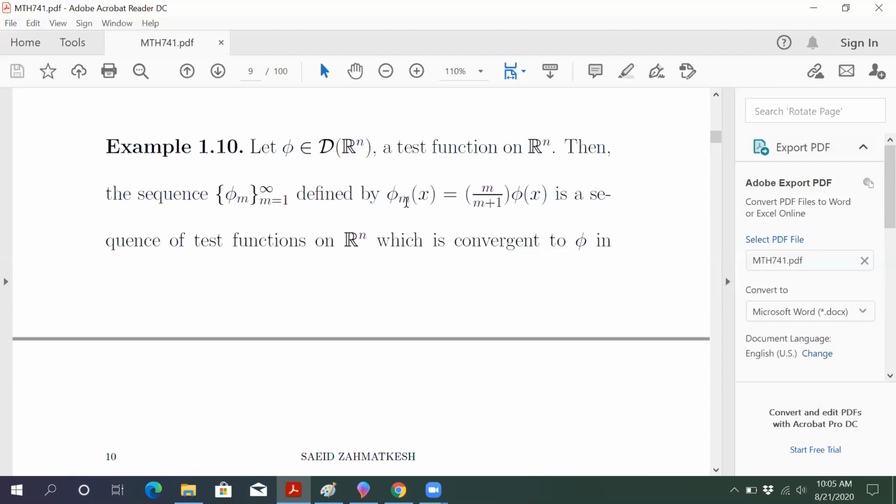So each phi m is defined to be the scalar multiple of phi, like this: m over m plus 1 times phi. Definitely each phi m is a test function. And we can show that this sequence of test functions converges to phi in the topology of DRN.